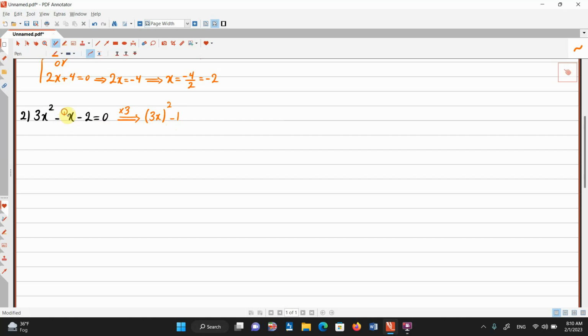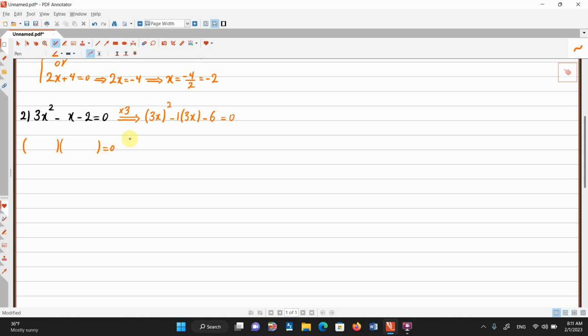Negative 1 is the coefficient of x here. Negative 1 times parentheses 3x minus 6 equals 0. Now I have a quadratic equation in which the quadratic term is a perfect square term. At this step, you can open two parentheses and put their multiplication equal to 0.